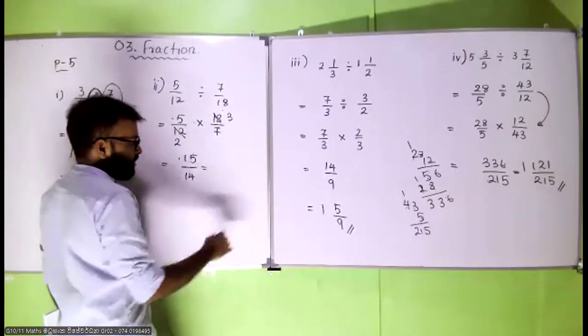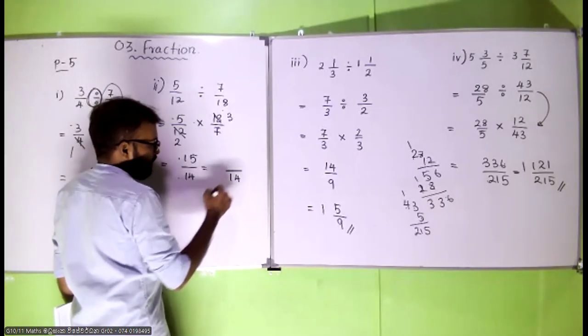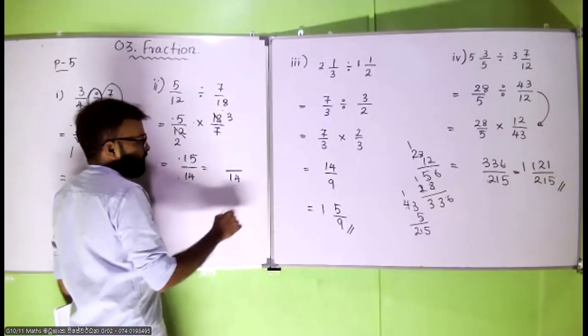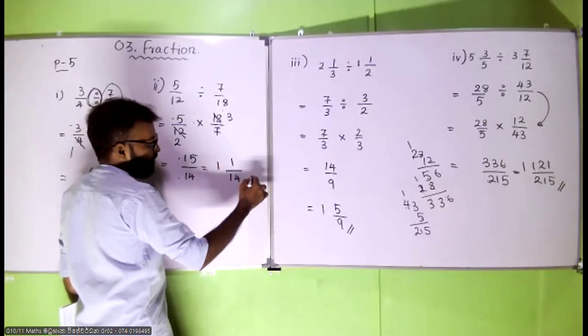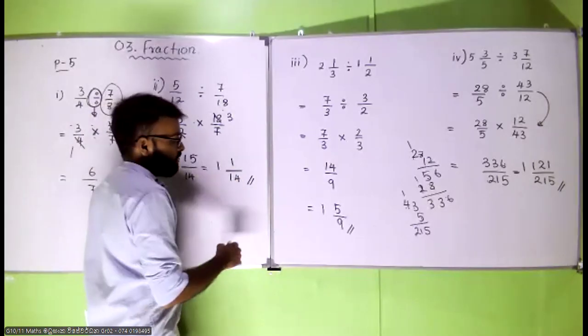Improper fraction. Denominator is 40. How many 40s are there for 15? 1. 1 and 1 upon 40. Thank you.